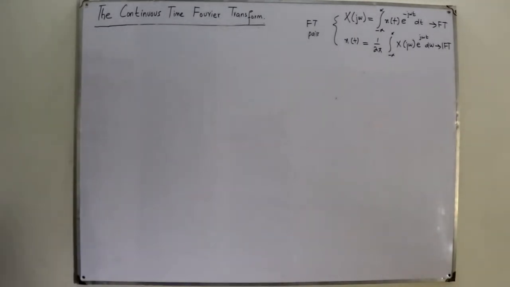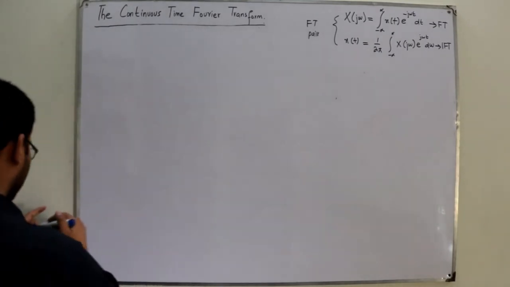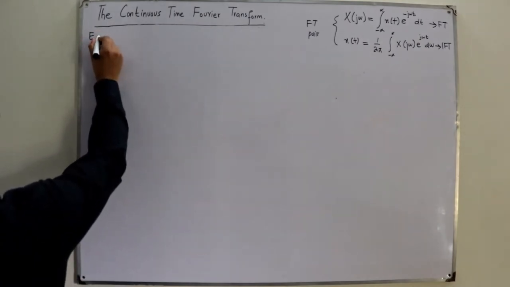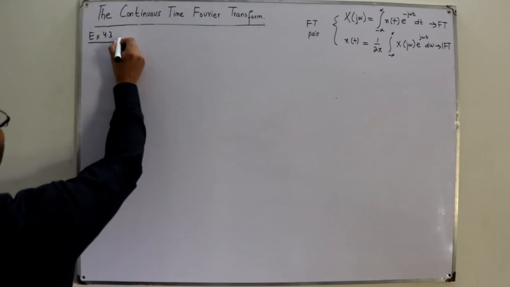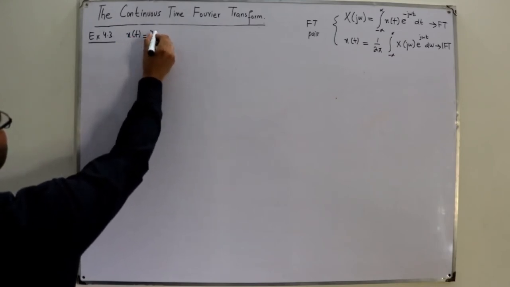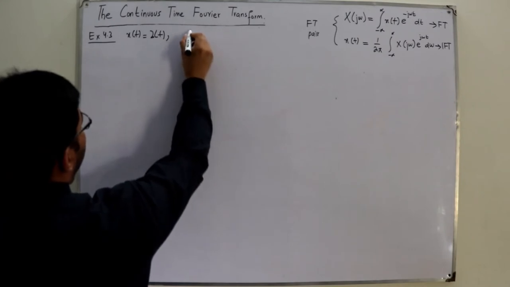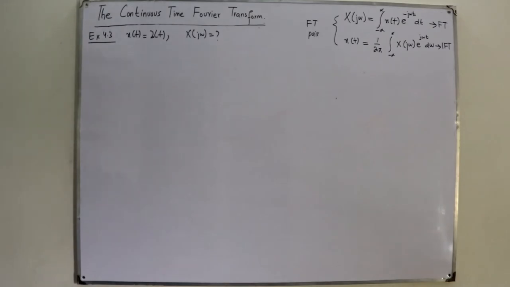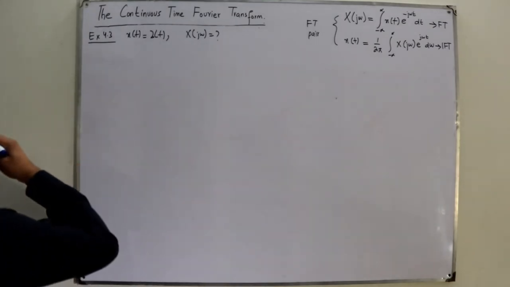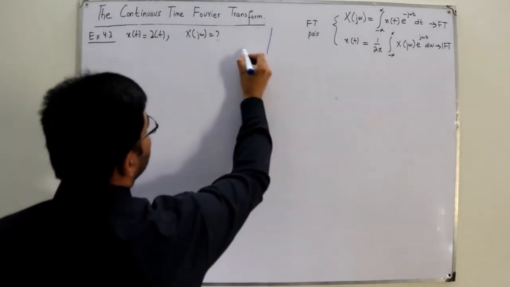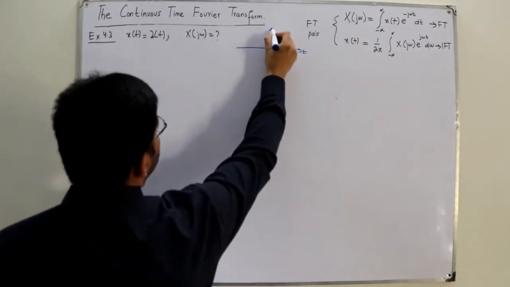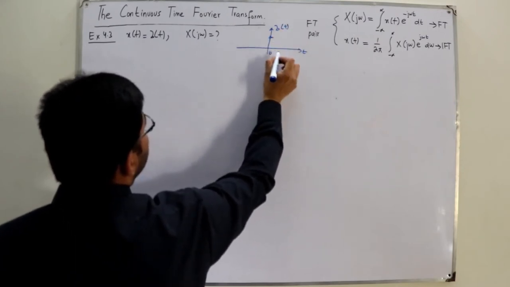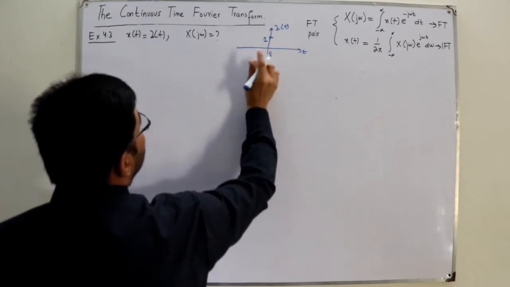Okay. The next is example 4.3, and that is an impulse signal. Example 4.3, x of t is delta of t, and x of j omega is unknown. So again, using that formula, you know the graph, right? X of t means what? Delta of t means an impulse located at t equal to 0, infinite magnitude, area 1.